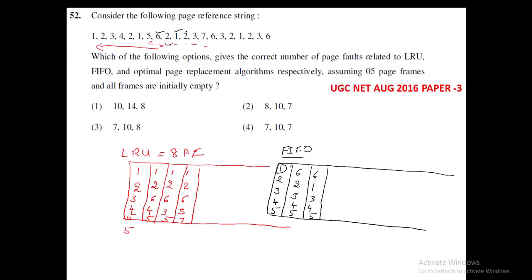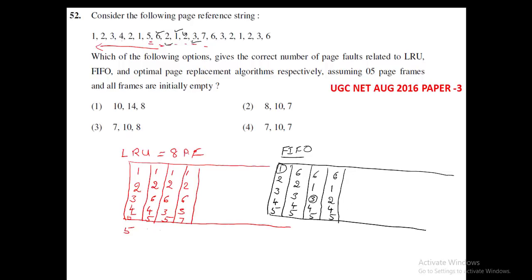The next page referred by the CPU is 3. 3 is not there, so a page fault occurs. Among these 5 pages, 4 arrived first, so in the place of 4 we write 3. The frames are then 6, 1, 2, 3 and 5.